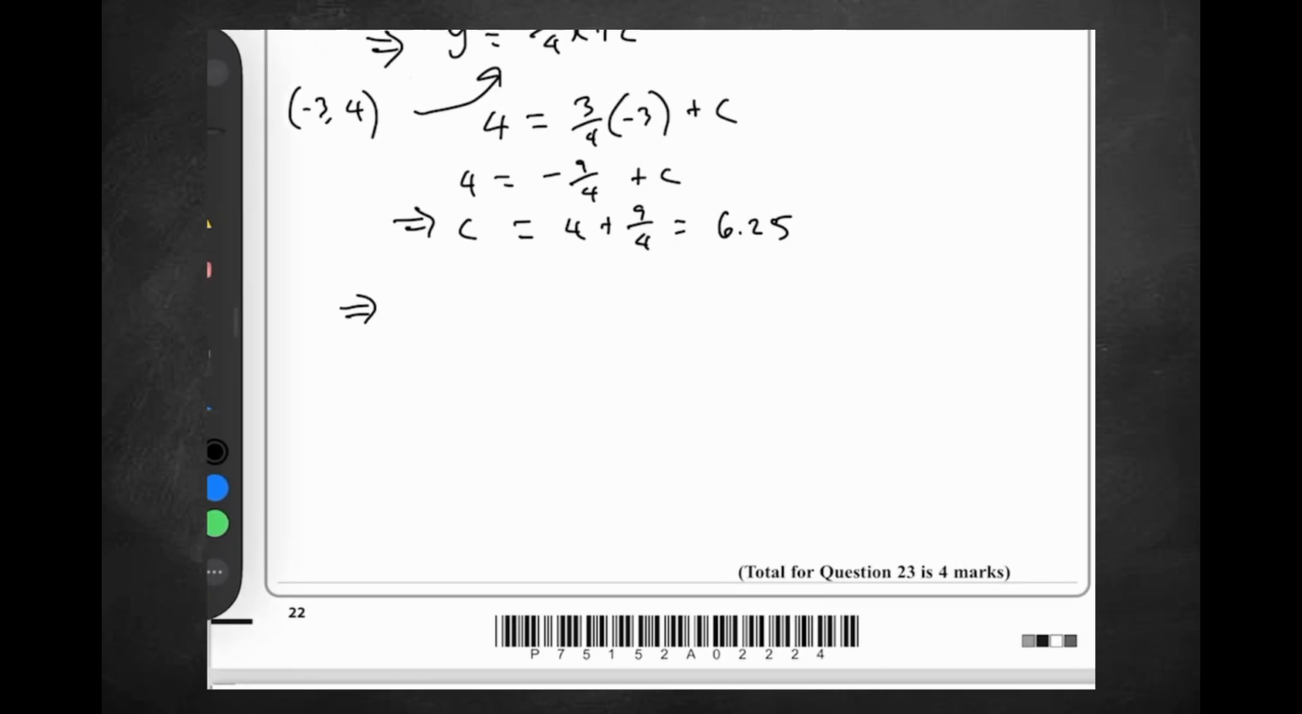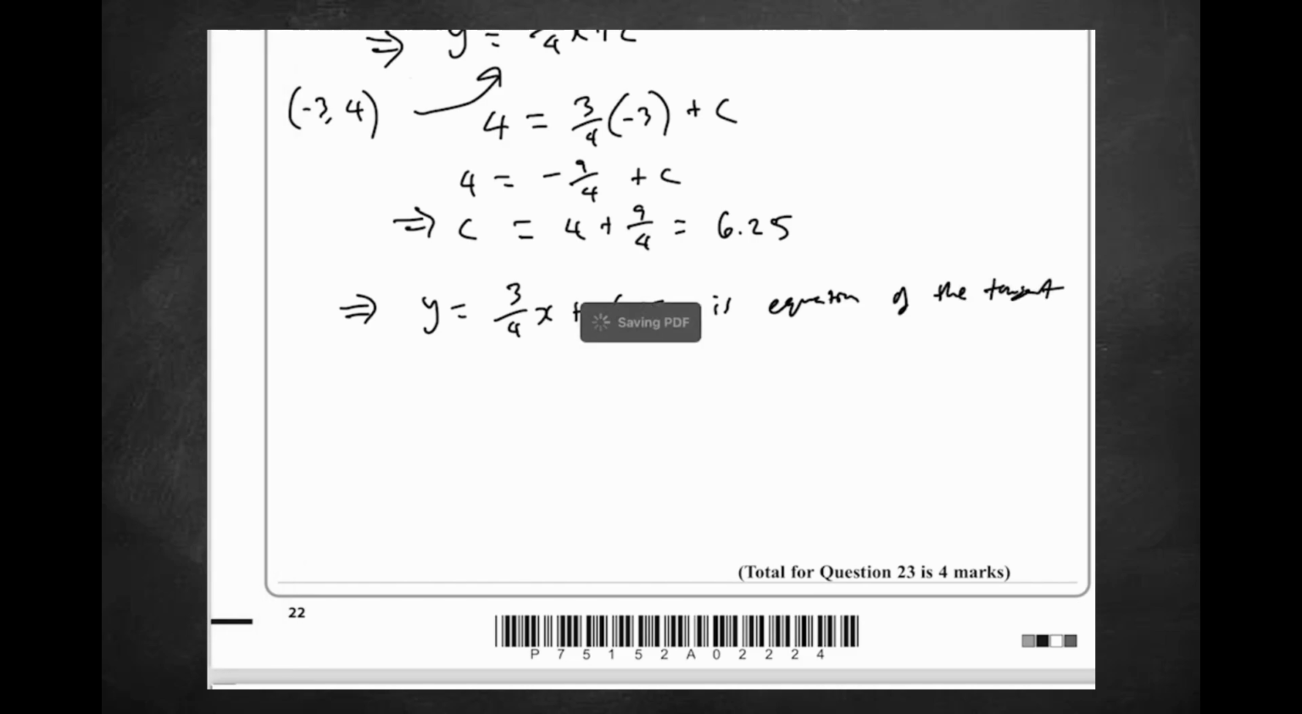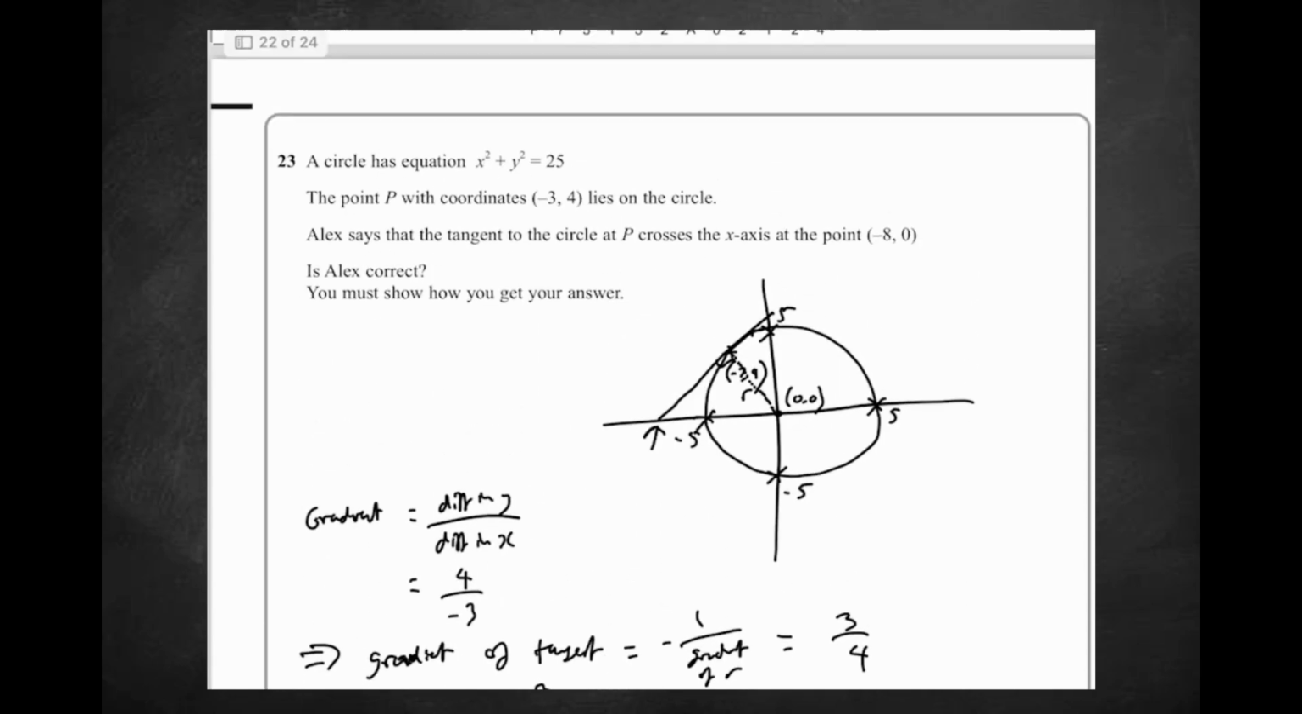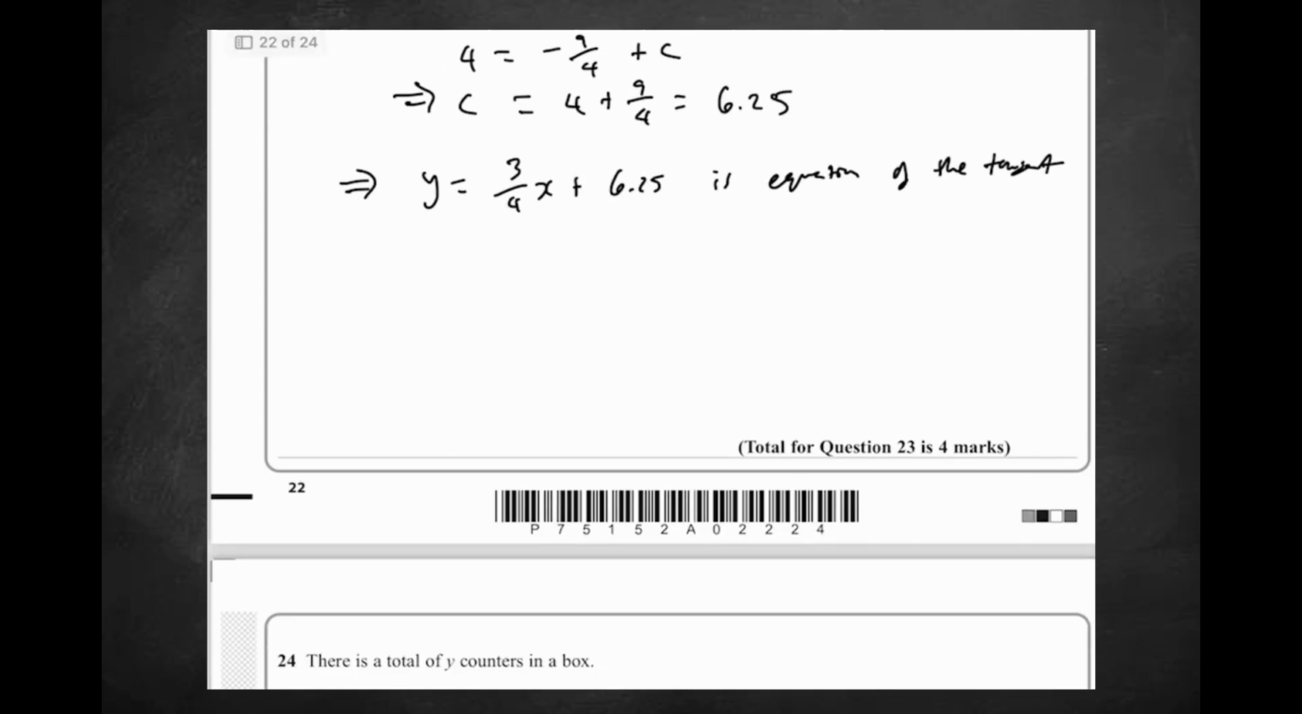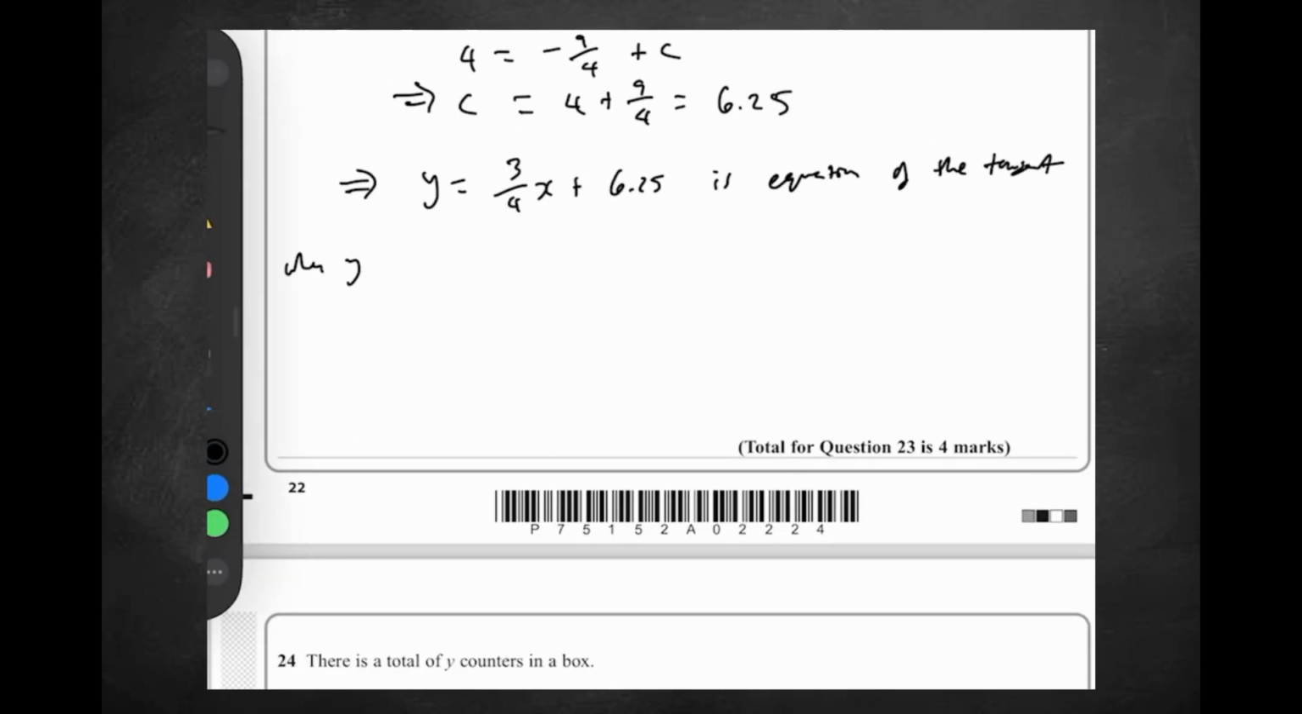Therefore, y equals 3/4 x plus 6.25 is the equation of the tangent, and Alex thinks that it crosses the x-axis at the point minus 8, 0. So when y equals 0, 3/4 x plus 6.25 equals 0.